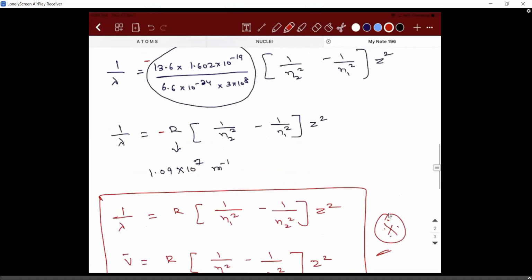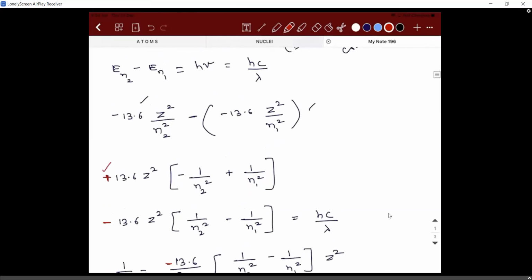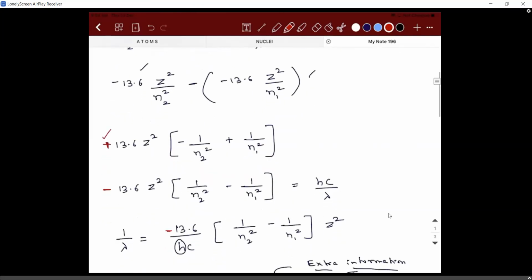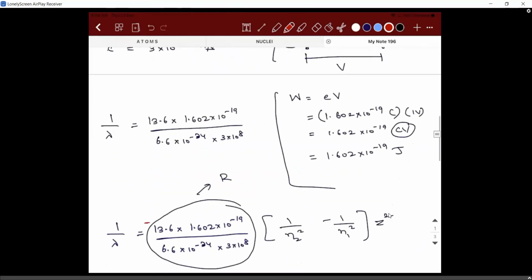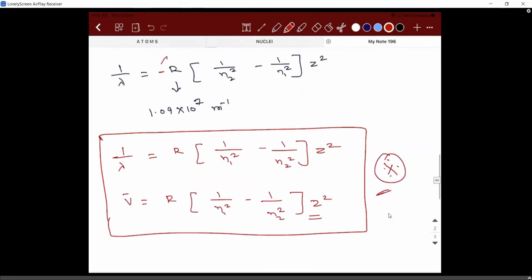So I hope you made all the changes, right? Let's recheck it again. This step, it is a plus. Here it is a minus. Here you need to add a minus, here you need to add a minus, and here. And the final expression you write: 1 by lambda is equal to R into 1 by n1 square minus 1 by n2 square into Z square, or nu bar is equal to R into 1 by n1 square minus 1 by n2 square into Z square. Right?